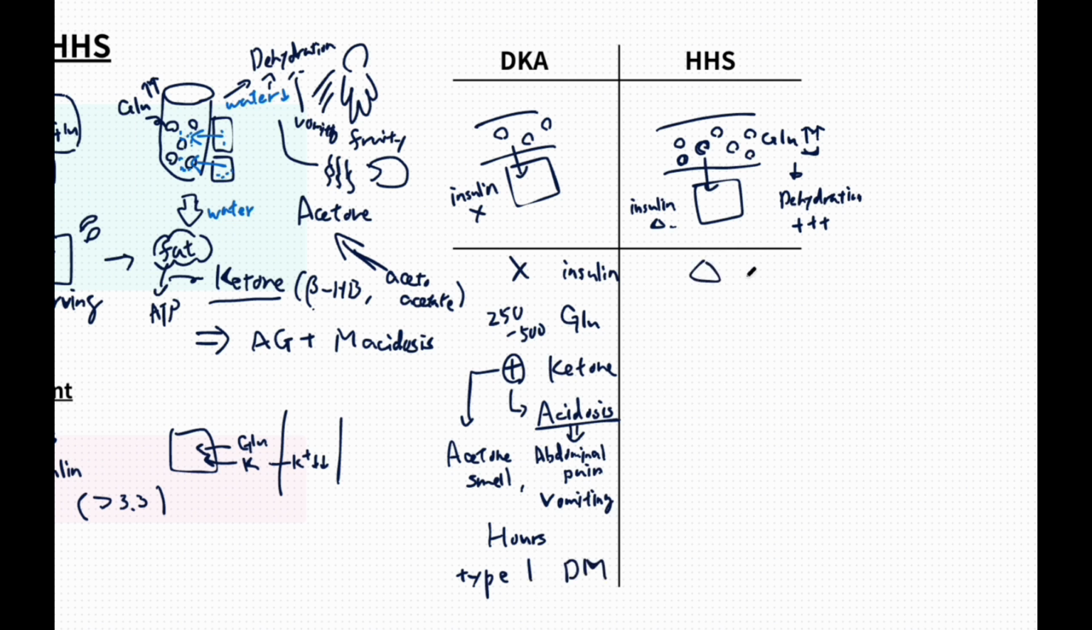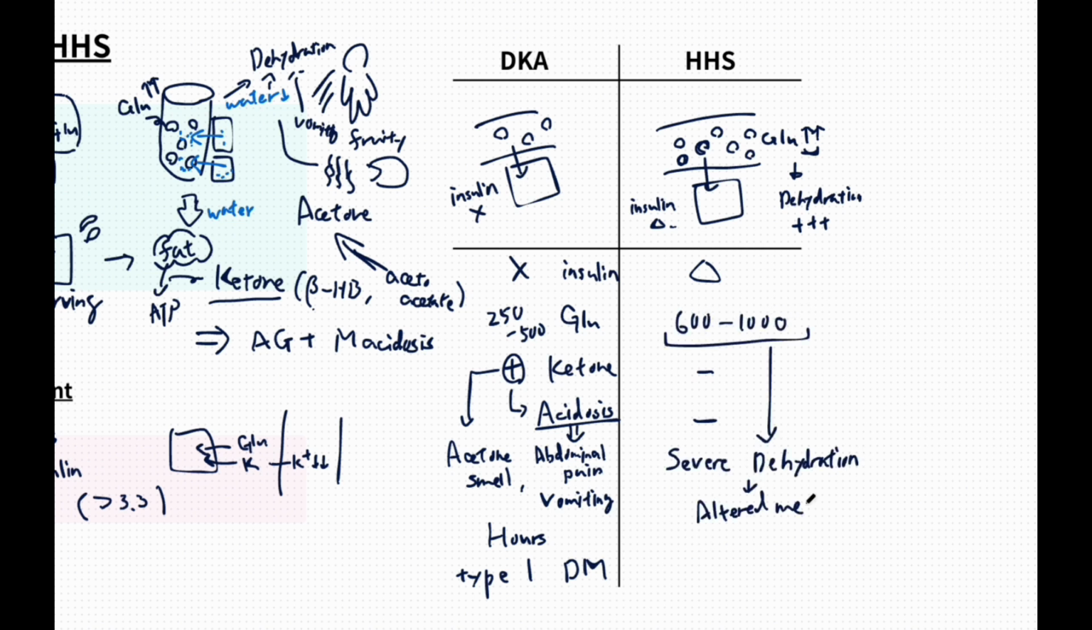HHS: some insulin present, no ketones, no acidosis. Glucose often over 600 to 1000. Severe dehydration and altered mental status. Onset over days, more common in type 2 diabetes.